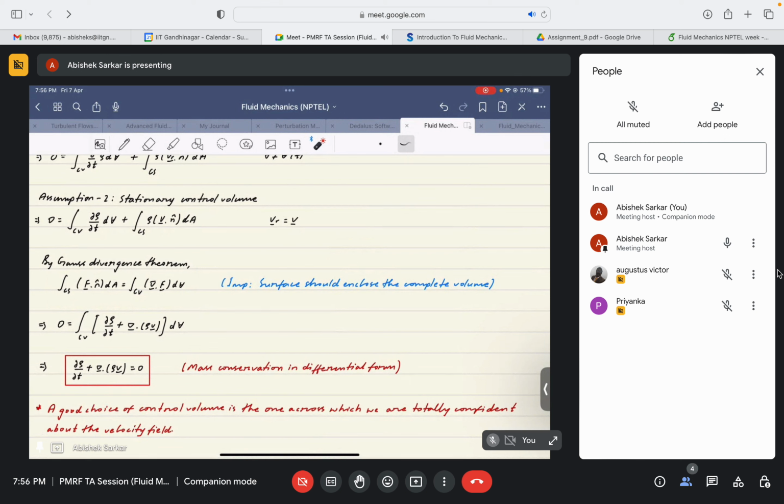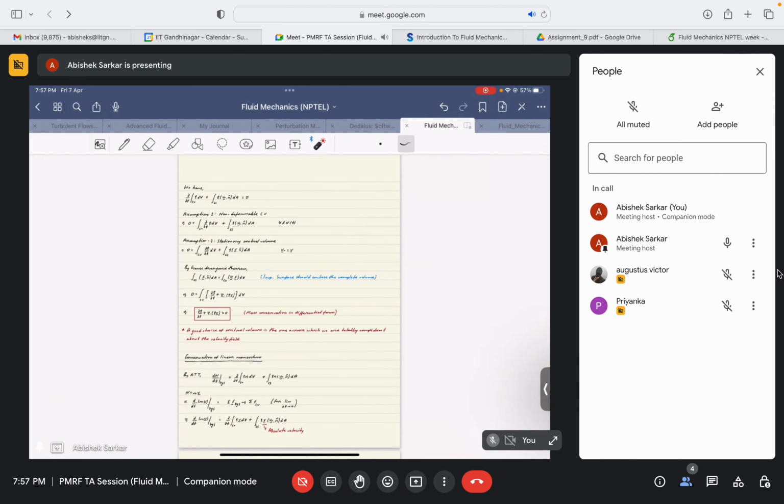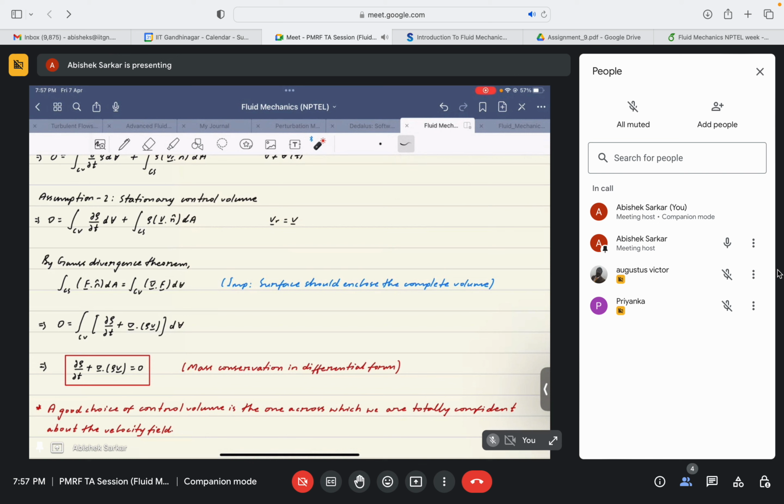Okay, and I guess Professor Chakraborty rightly emphasized for us to know that the surface should enclose the entire volume that you are considering. Given this, we can write the Gauss divergence theorem, where the surface integral of F dot n cap dA would be equal to the volume integral of the divergence of the vector field along the chosen volume. Okay, so this is the Gauss divergence theorem.